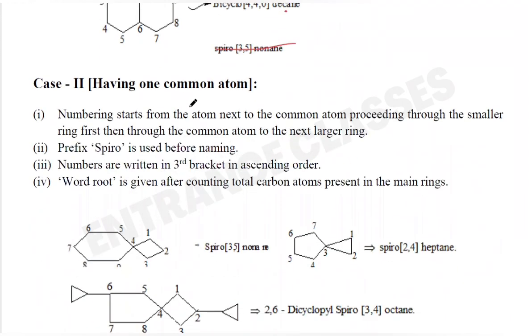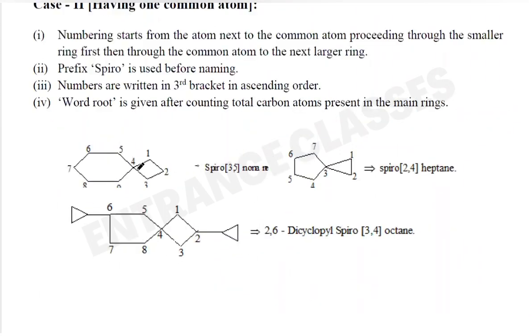Now, having one single common atom, it is called a spiro carbon. Here there is a smaller ring and a larger ring. The numbering starts from the atom next to the common atom. This is the common atom, and proceeding through the smaller ring first, then through the common atom, to the larger ring. So this will be first, the smaller ring 2, 3, 4. It will be 5, or this will be 5, depending on the side group. But there is no side group. So 5, 6, 7, 8, 9. It will be 9, so the total number of atoms will be nonane.